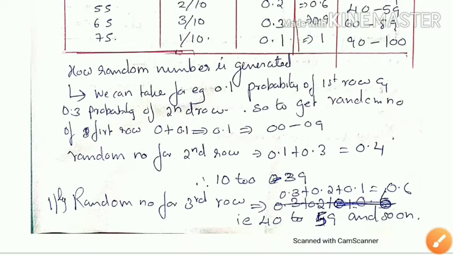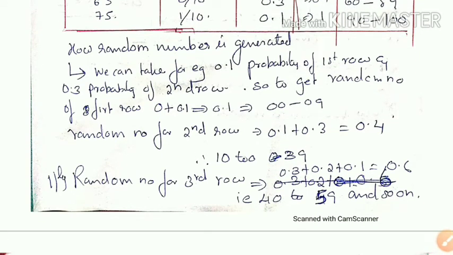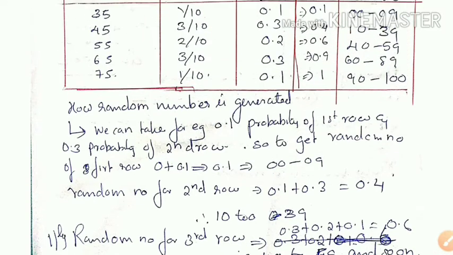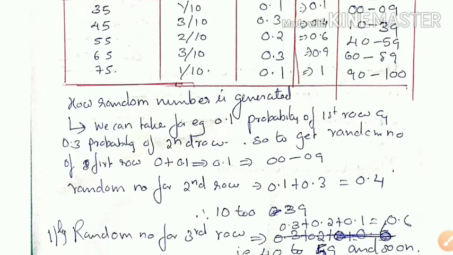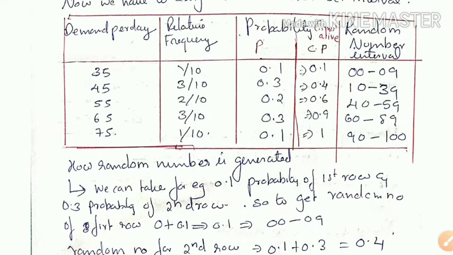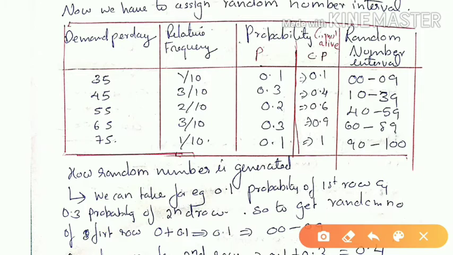Now we have to find the random number. For the first row, the cumulative probability is 0.1. So we use the random number interval 00 to 09. That is one number below 10. 0.1 is considered as 10. So 00 to 09 is the random number interval for that cumulative probability.